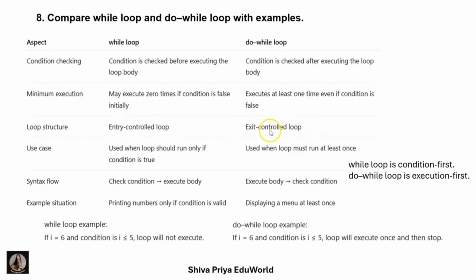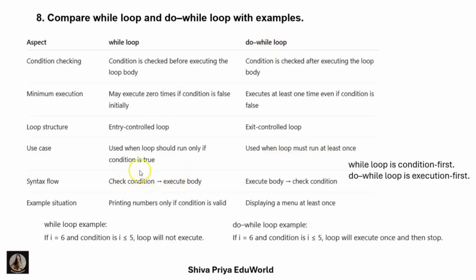It is exit control. Here, it is used when the loop should run only if the condition is true. Only if the condition is true, it has to execute. In that case, I have to use while loop, because it will check the condition. If it is true, it will execute, or else it will not. That's why we use while loop. Use do while when the loop must be run at least once. If the condition is false also, we have to run this. Then in that case, we have to use do while loop.